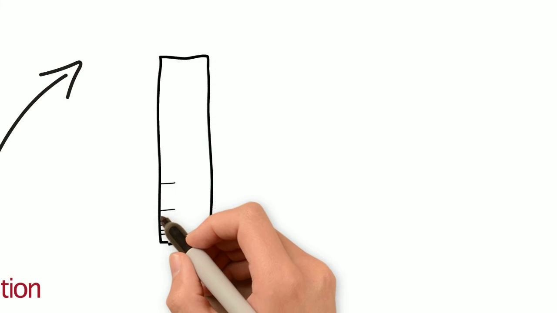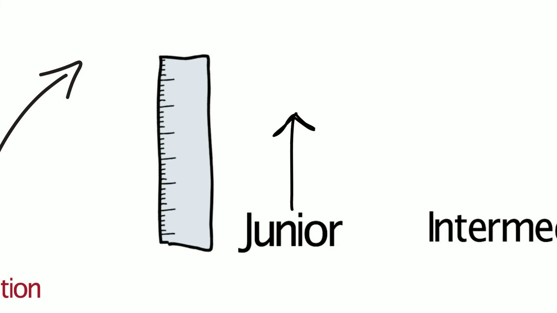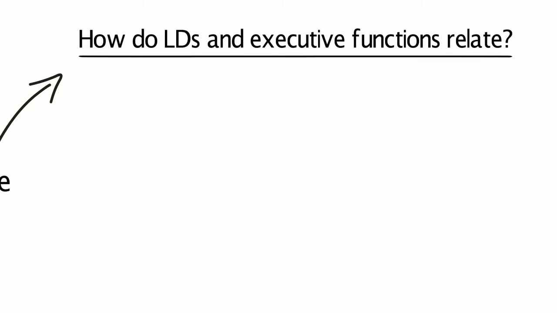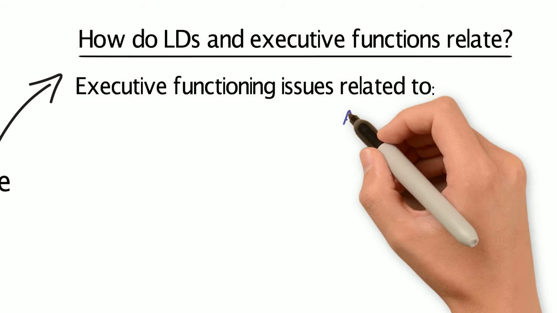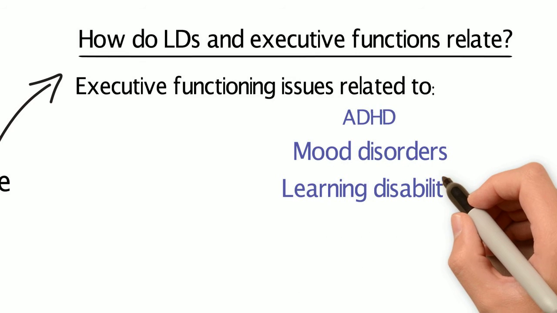Difficulties associated with executive functions often manifest when students make the transition from the junior level to the intermediate level, when the expectations for independence and meeting deadlines are greater. Executive functioning issues are often related to conditions such as ADHD, mood disorders, and learning disabilities.